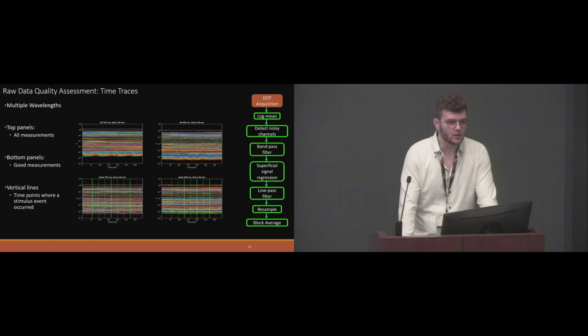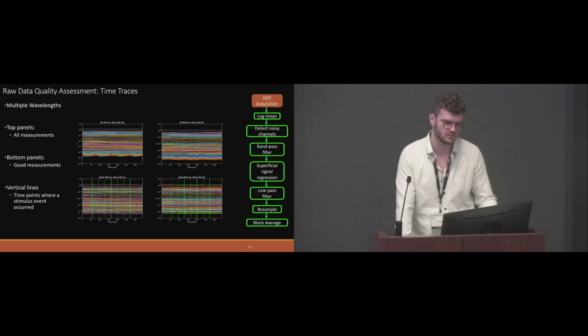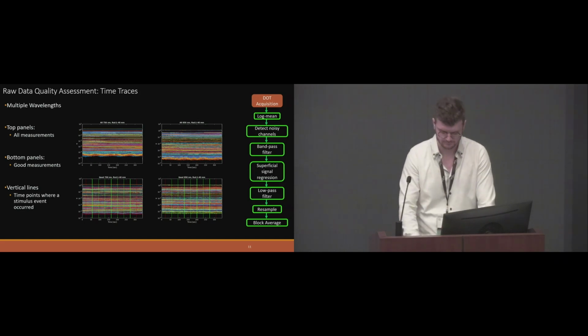So now we're going to go into some of our raw data quality figures. These are before any pre-processing has happened. This is our first data quality figure for the time traces. The top 2 panels are all of the measurements, where the bottom 2 panels are just the good measurements. The left side of the figure is your first wavelength, so this is our 750 nanometer wavelength, and then the right is the 850 nanometer wavelength. And then we can see these vertical lines on the bottom plots of those good measurements, and those are the sync points, the onsets of when each event happened. Red is our rest, and green is our task.